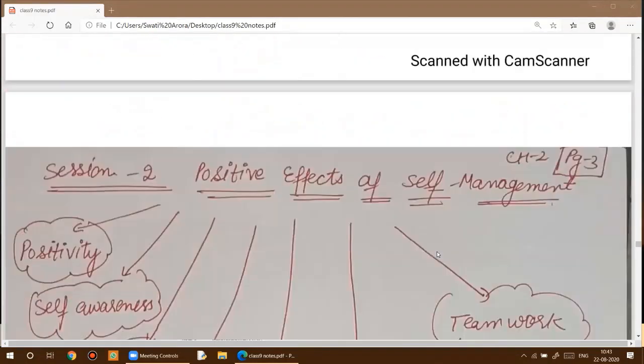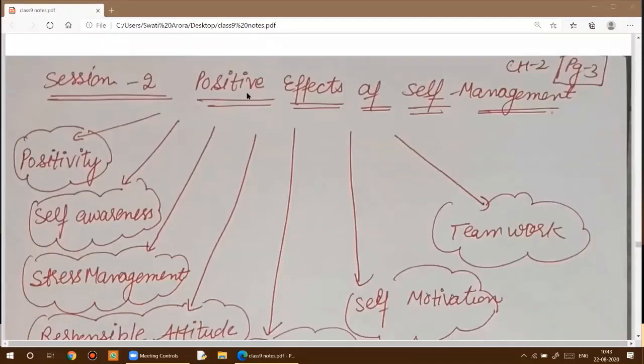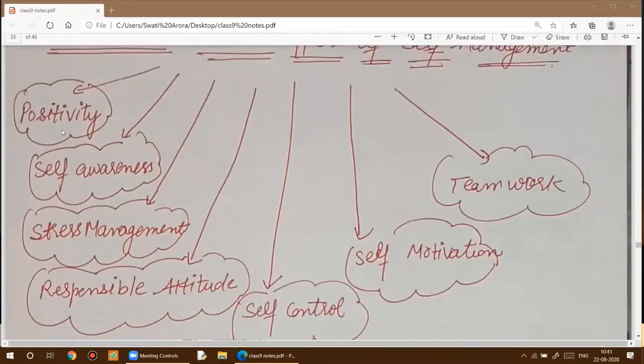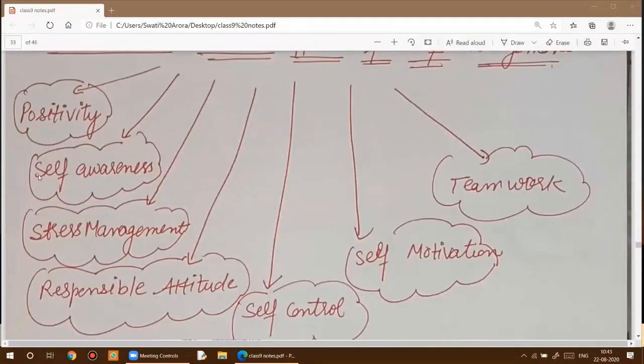Okay, so now the next section is positive effects of self-management. What will happen if you follow self-management? Firstly, you will remain positive. Okay, you will be self-aware. You will be able to manage stress. You will have a responsible attitude. You will have self-control over yourself. You will be self-motivated and you will be comfortable in teamwork also.